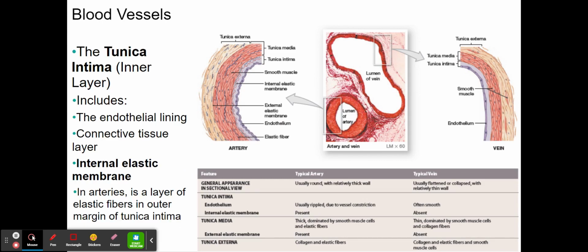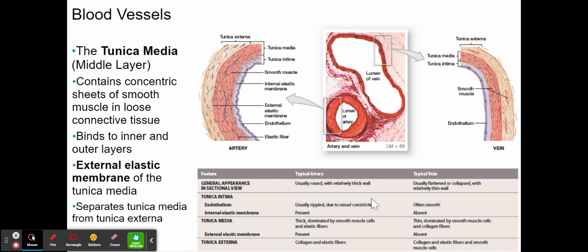So 1, the tunica intima, or the tunica interna, is the inner layer of blood vessels. It includes the endothelial lining and the surrounding layer of connective tissues with a variable number of elastic fibers. In arteries, the outer margin of the tunica intima contains a thick layer of elastic fibers called the internal elastic membrane. The tunica media is the middle layer of blood vessels.